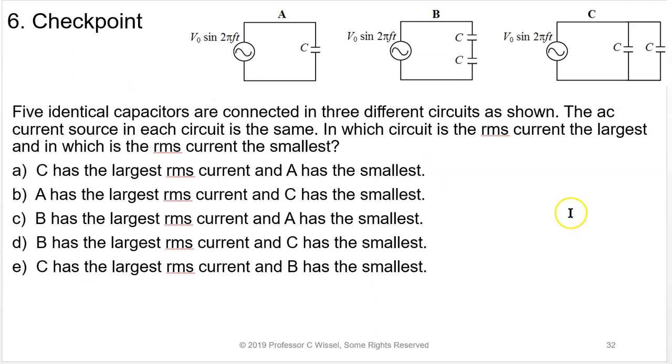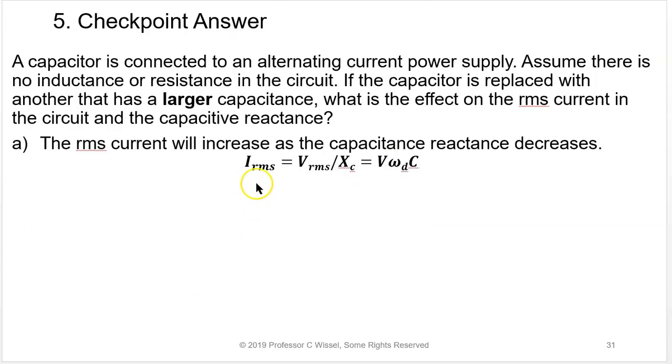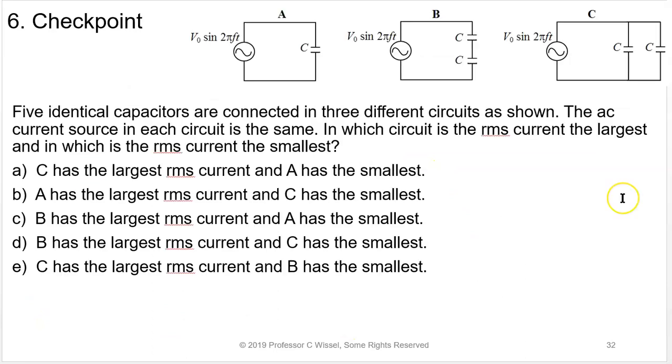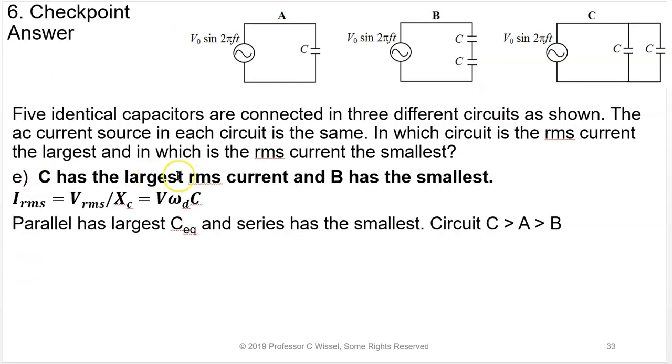Five identical capacitors are connected in 3 different circuits as shown. The AC current source in each circuit is the same. In which circuit is the RMS current the largest and in which is it the smallest? Well, this is a little related to this one. You look back here, IRMS is proportional to C. The largest is going to be the one with the capacitors in parallel. This one will be intermediate, and this one will be the smallest, because capacitors in series go as 1 over C. So C has the largest RMS current and B has the smallest.